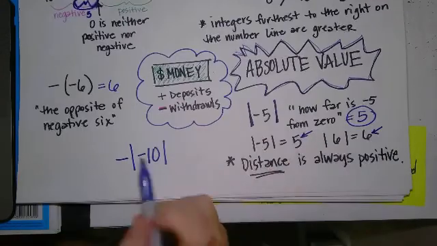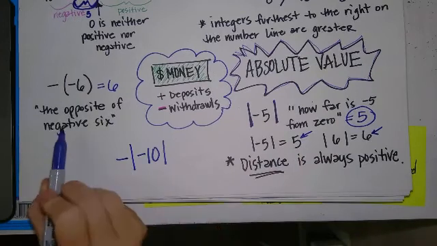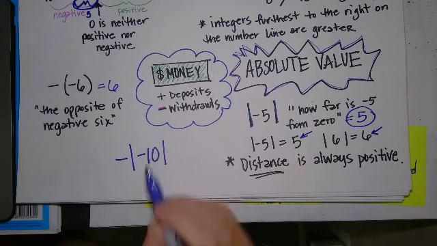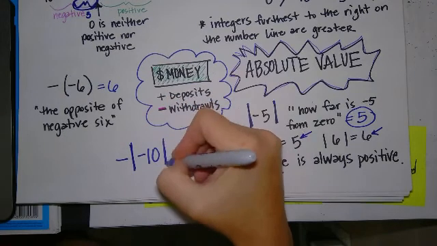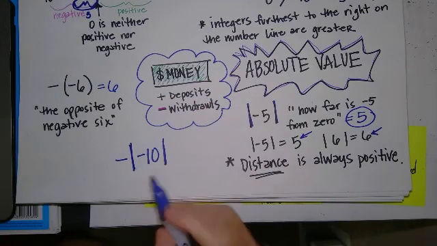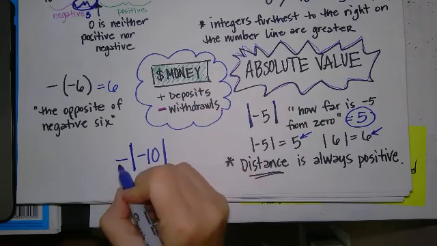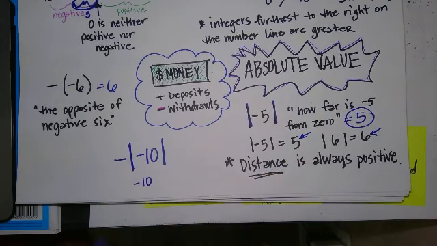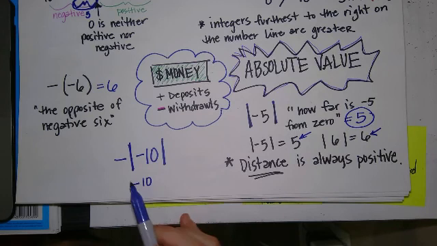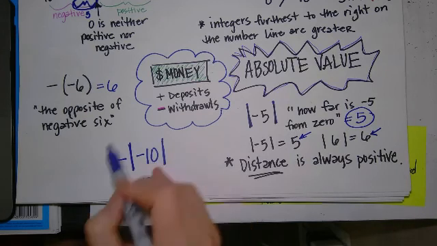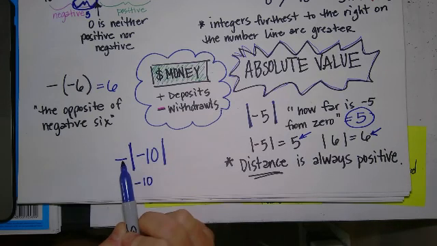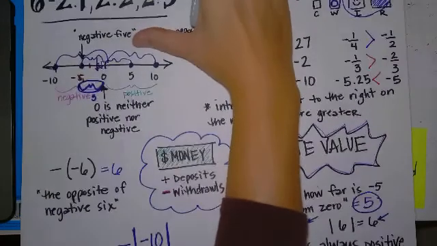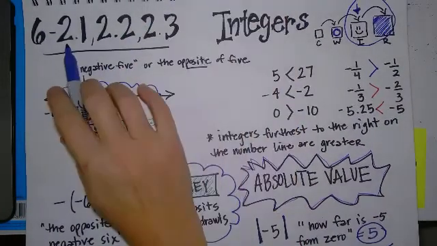Now, sometimes you'll see something like this, you guys. This, we're going to read, just like we read this one, the opposite of the absolute value of -10. So let's do what's inside the absolute value bars first. The absolute value of -10 is 10, and the opposite of 10 is -10. That is the only time where you're going to see a negative sign associated with this, is when you find the opposite of what's inside those bars.